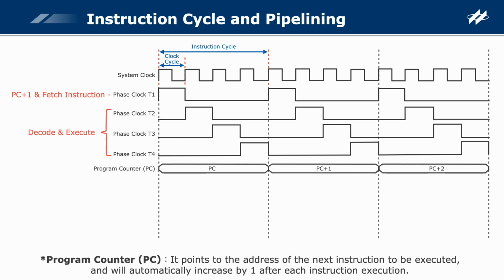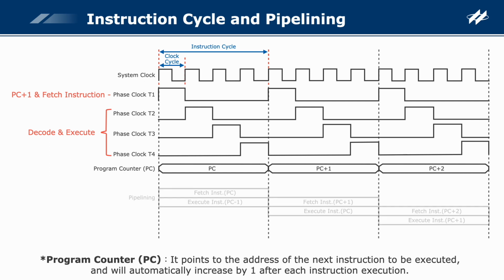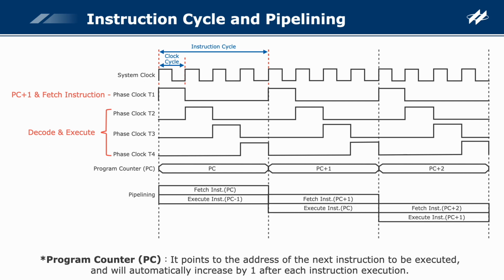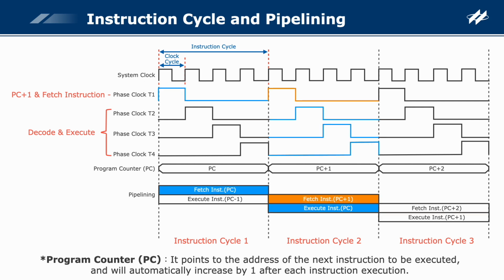Note that the program counter points to the address of the next instruction to be executed, and will automatically increase by 1 after each instruction execution. To speed up the program running, the HT8 MCUs adopt a special pipelining method, which operates in units of instruction cycle. During the instruction decoding and execution, the program counter increases by 1 to fetch the next instruction, and so on. In this way, 2 instructions can be processed simultaneously, saving a lot of time.